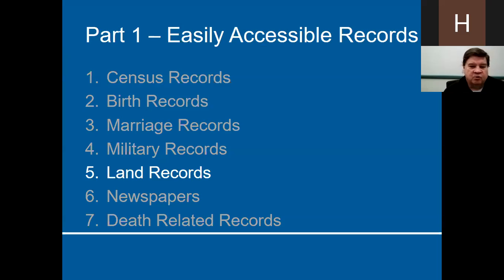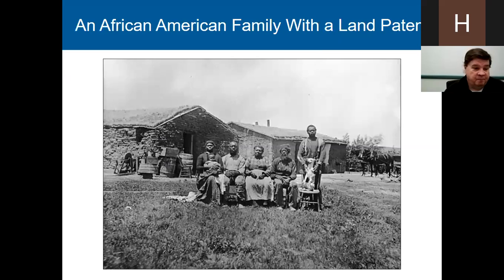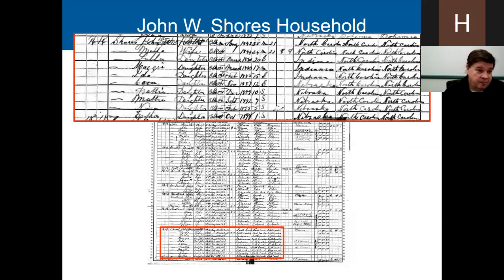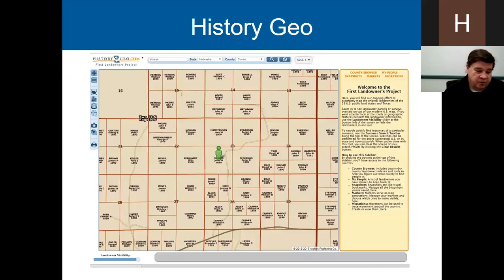I want to look at land records now. People say, well, we never owned any land. Are you sure? Quite a number of African Americans did in fact own land, particularly post-emancipation. This is a picture from Nebraska. We're going to look at the John W. Shore's household. And there they are.